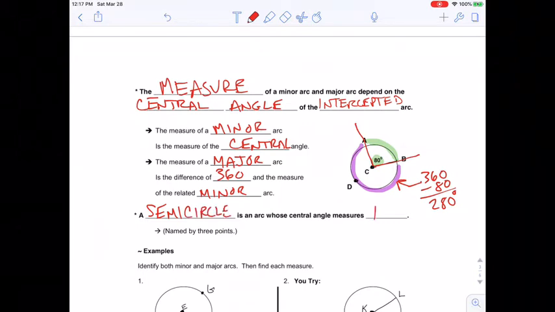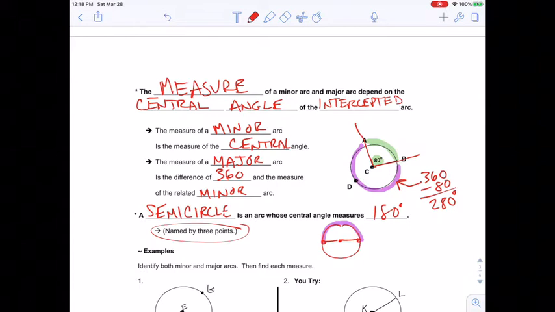A semicircle is an arc with a central angle that measures exactly 180 degrees. Okay? You're going to use 3 points for this. The reason why you're going to use 3 points is, let's say I've got a central angle here, and I've got a semicircle.